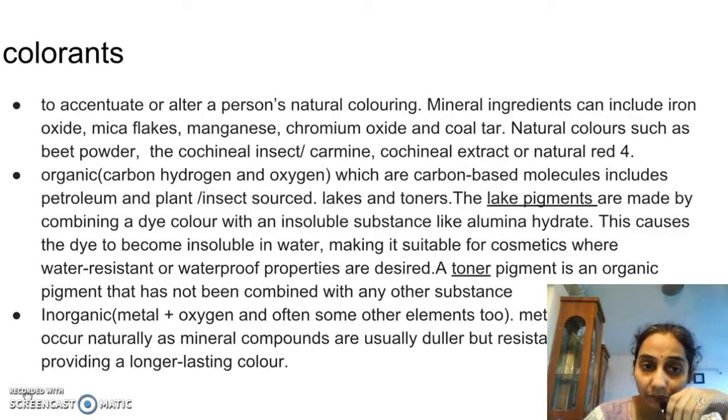Okay, they can be sourced from petroleum, plants, or animals. There are two types of organic colorants. They are called lakes and toners. Lakes are the pigments made by combining dye color with an insoluble substance like aluminum hydrate. This causes the dye to become insoluble in water, and the waterproof properties that we need generally for face makeup, we get by lake pigments.